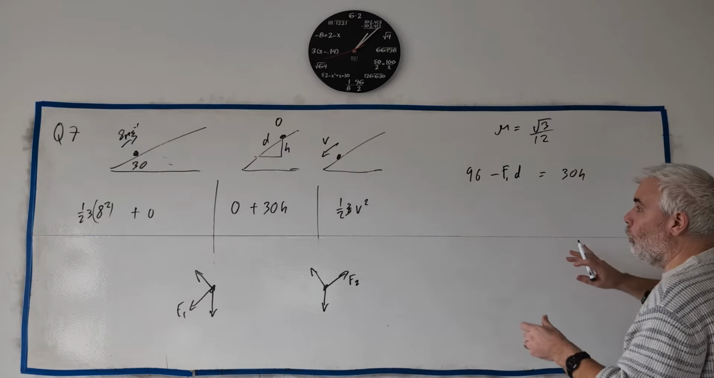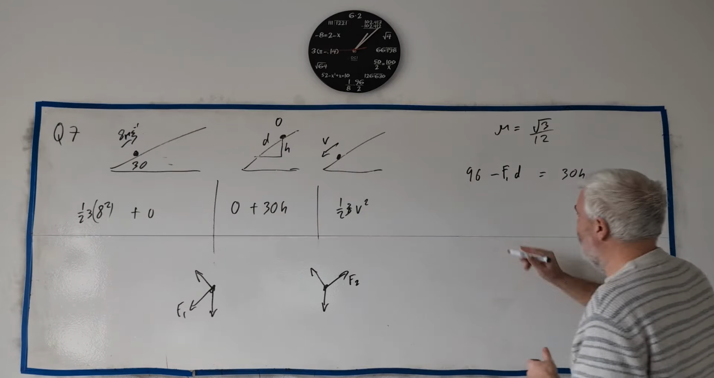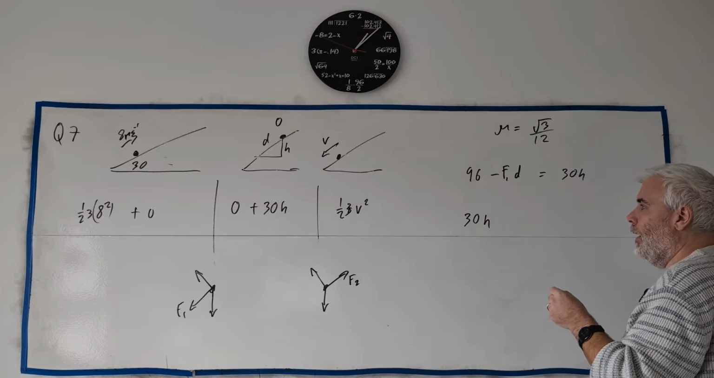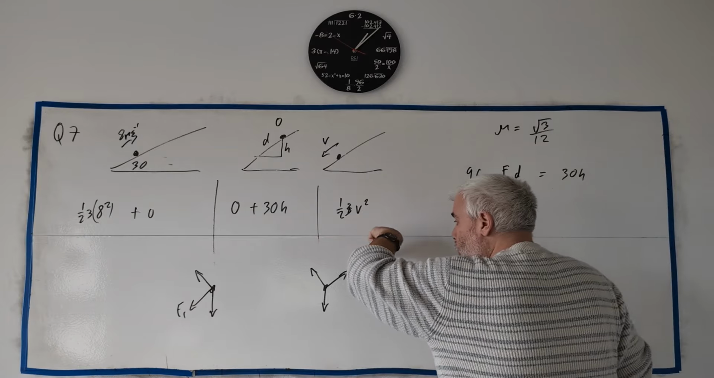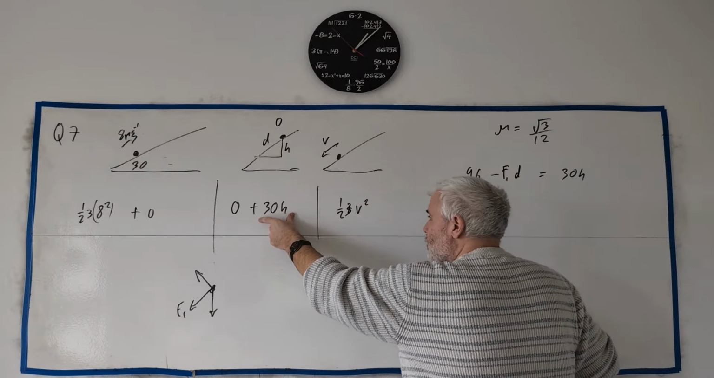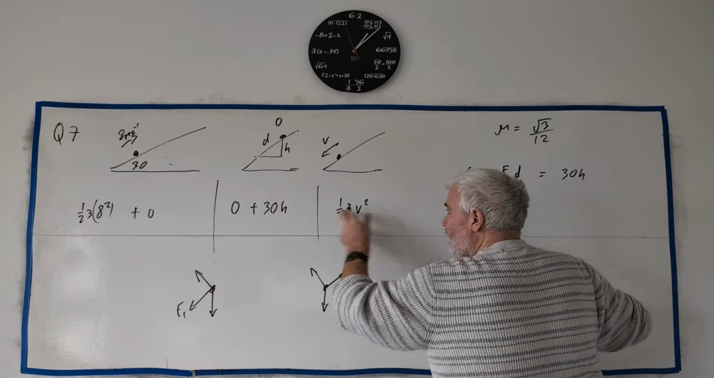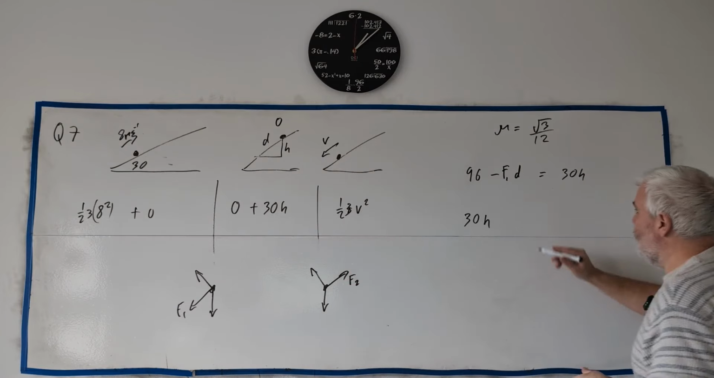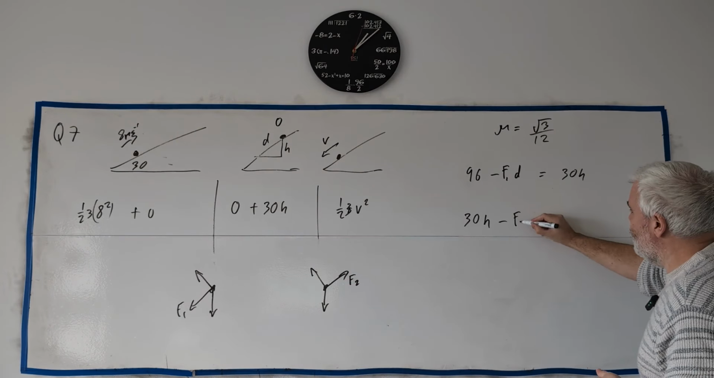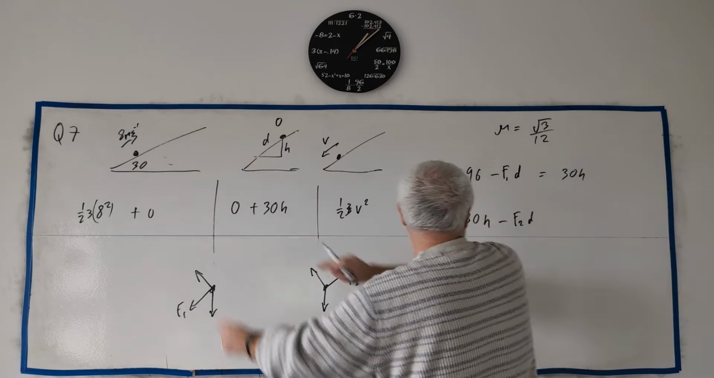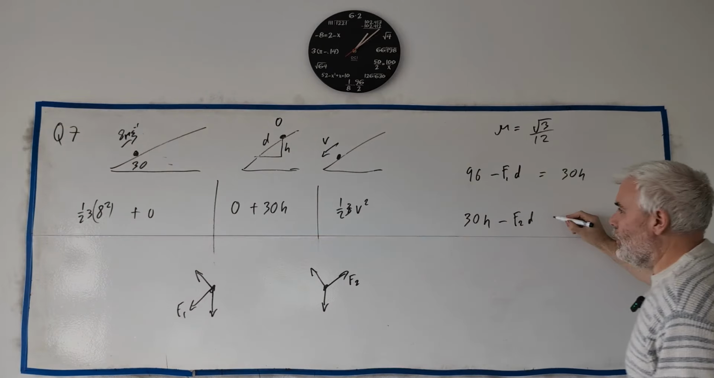F2 here. So we could also put an equation between here and here. We could say 30H. We still have to work against friction, so this 30H should be taking energy away when we go from there to there. We have to work against this friction, so we minus F2 times D. D is the same, we're still going between here and here, this D. And that should equal a half 3V squared.